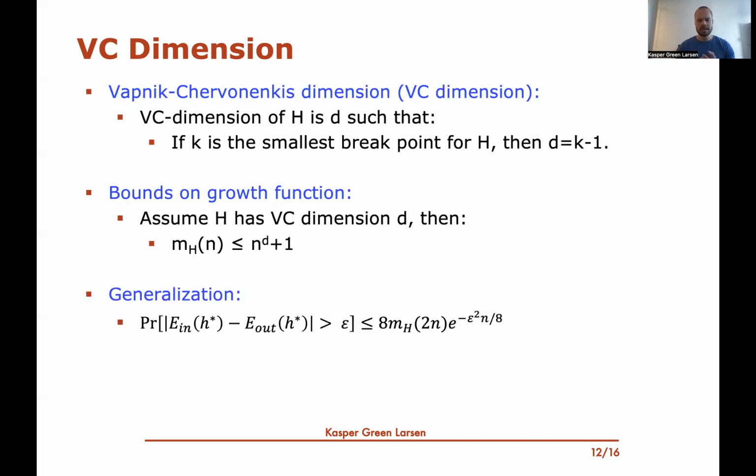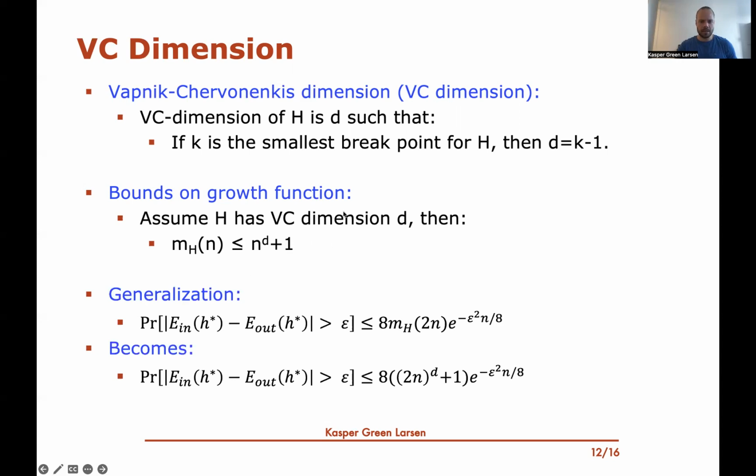So which means that we can always take this bound that we had before, right? We saw this generalization bound saying that the in-sample error and out-of-sample error are close. The chance that they're far apart is small. And so the chance that they're more than epsilon apart is at most this, where we have the growth function times something exponentially small in epsilon squared n. And if we have a bound on the VC dimension of H, we get a bound on the growth function. So we can just plug that in, right? So we get a bound on the growth function of n to the D plus 1.